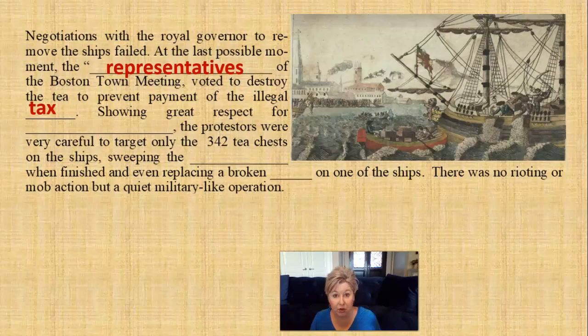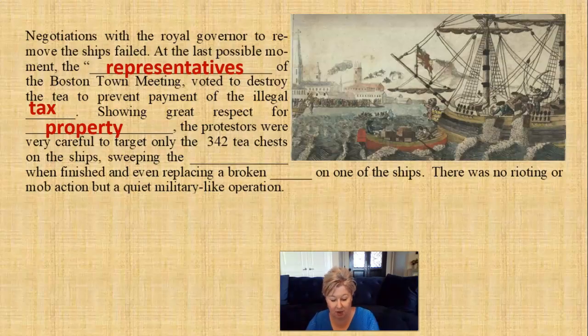They were instructed to only destroy the tea, to be very careful to protect the property of the ship owners. Because guys, what was the whole issue? Property. You should circle that. The whole issue was, we want our property, our tax money to be respected. We want to be able to give voluntary consent to the ways that revenues are raised. And so we're going to be very respectful of your property as well. The only thing that was destroyed were 342 chests of tea.